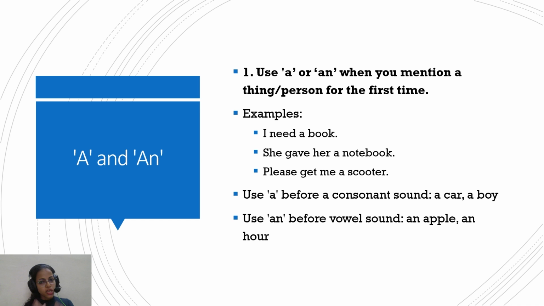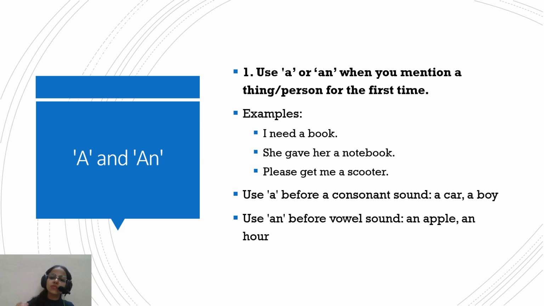And of course, B's book starts with B, which is a consonant. So a book and not an book. So she gave her a notebook. Again, if the notebook is being mentioned for the first time, then it will be followed by an article a. If it were later on, if we talk about the notebook and get into the specifics of it, of course, the article will change.